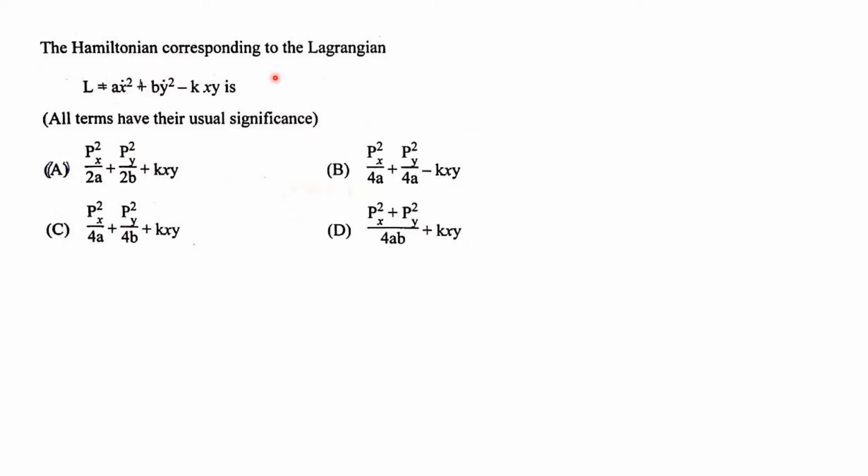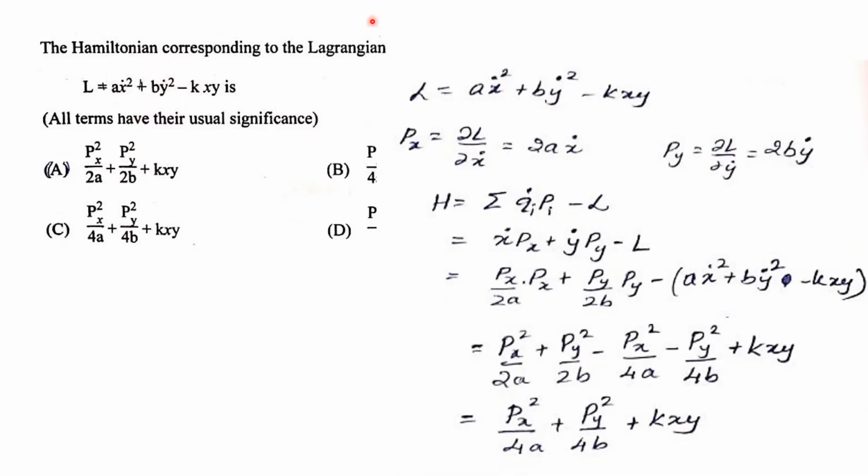The Hamiltonian corresponding to the Lagrangian L equal to a x dot square plus b y dot square minus kxy is: four options are given. The Lagrangian is given. You need to find out the Hamiltonian. So we know that the canonical momentum px is given by dou L by dou x dot. So L is a x dot square plus b y dot square minus kxy. So differentiation of L with respect to x dot is 2a x dot. Then py, that is canonical momentum, dou L by dou y dot is equal to 2b y dot.